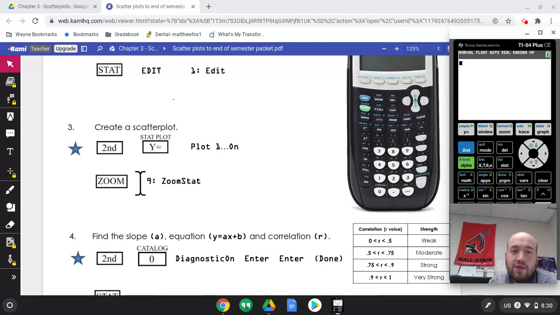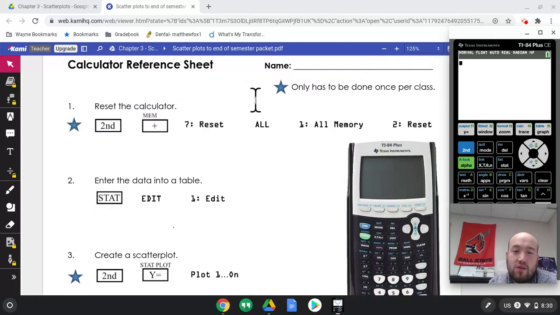Now to do this, we have to follow these steps. You'll notice the ones with stars only have to be done once per class. So we'll do them the first time on the first problem. On the second problem, we won't have to do it. Now, if for some reason you close your calculator all the way out, when you open it back up, you'd have to restart. Right here, it says reset the calculator.